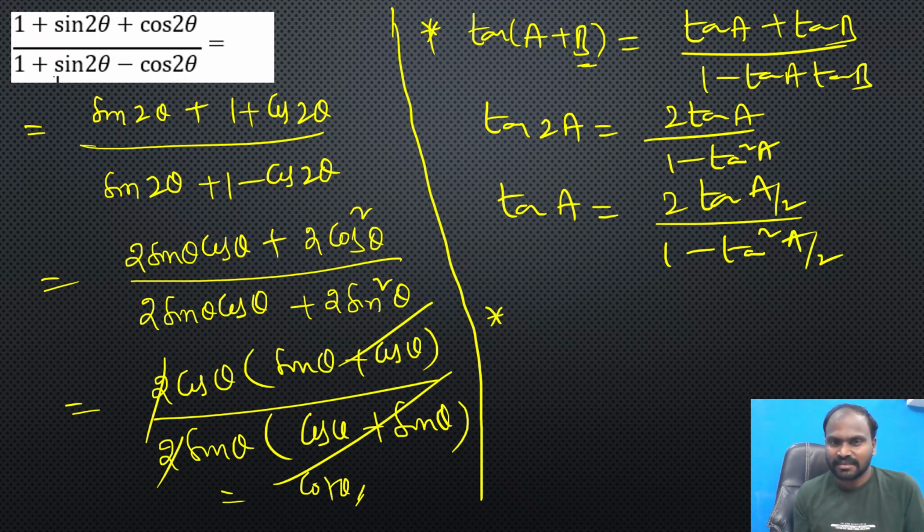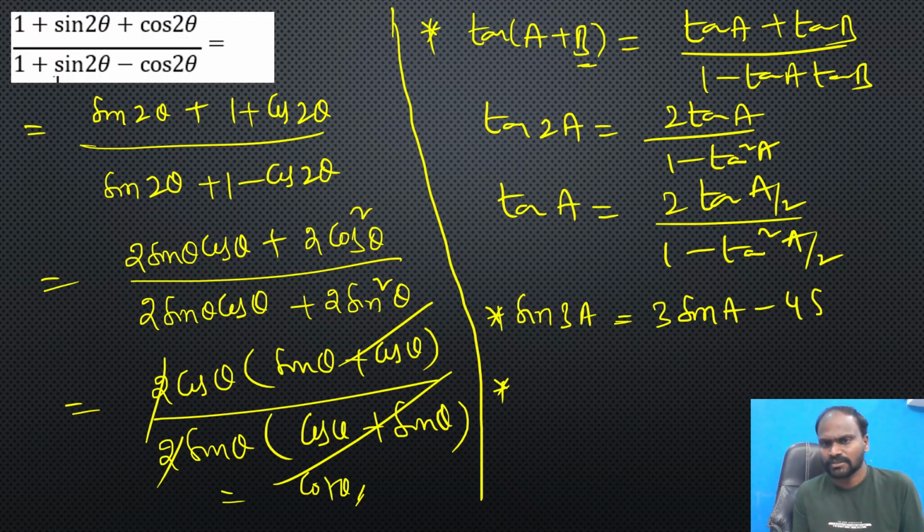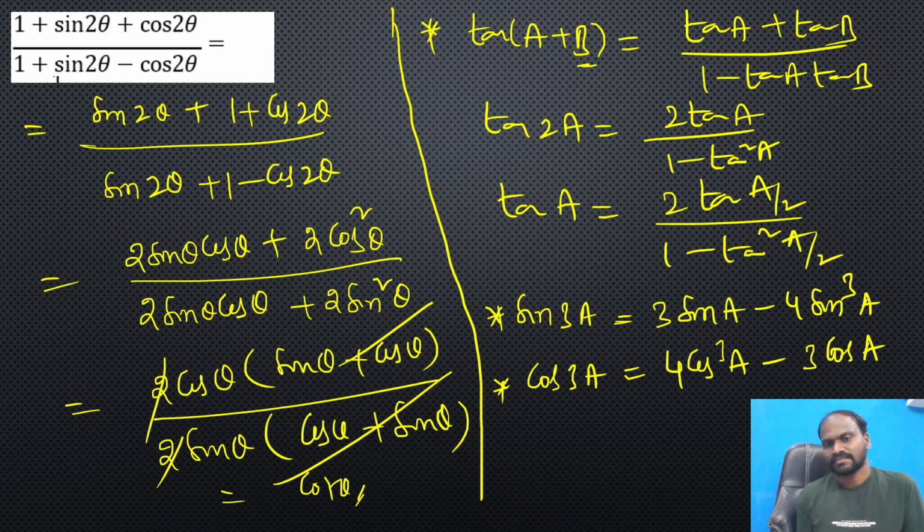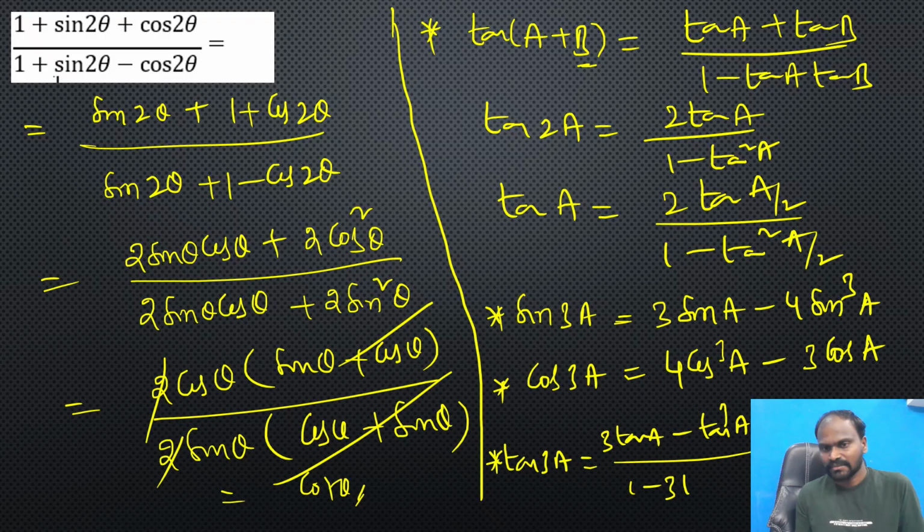Sir, what about sin 3A, cos 3A, tan 3A? How can we prove it? Again, 3A is A plus 2A, sin of A plus B, and expanding it, you can easily get it. So you can directly remember this way. 3 sin A minus 4 sin cube A is sin 3A. Next, cos 3A is the reverse, that means 4 cos cube A minus 3 cos A. Then what about tan 3A, sir? Tan 3A is 3 tan A minus tan cube A by 1 minus 3 tan square A.